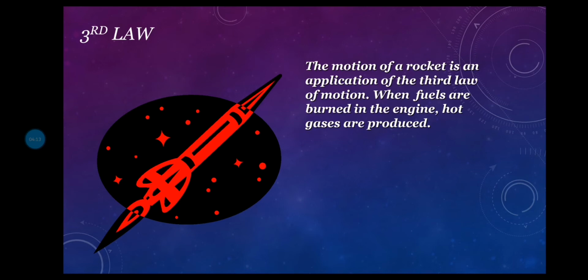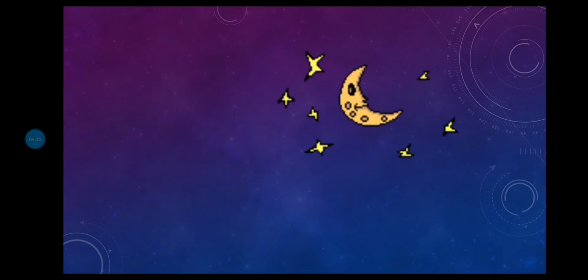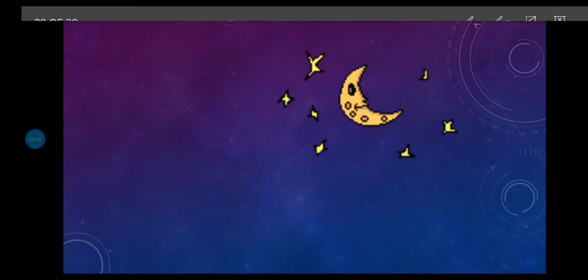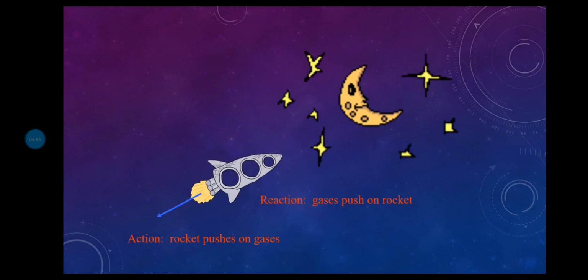This is another example of the third law. The motion of the rocket is an application of the third law of motion, because when fuels are burned in the engine, hot gases are produced. The hot gases push against the inside tube of the rocket and escape out of the bottom of the tube. As the gases move downward, the rocket moves in the opposite direction. So in our case here, this is the rocket. The action is rocket pushes on gases. The reaction is gases push on rocket.